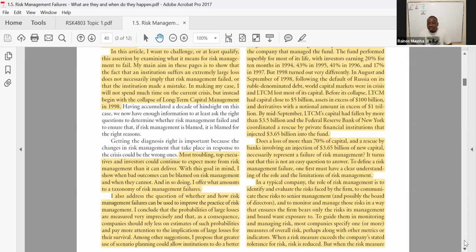So now the question is, if the company is being financed with 5 billion in capital, which is the owners' business contribution, and then they lose 3.65 billion of that capital because of the losses, and they have to be bailed out, does it necessarily mean that in that case, we can blame the risk management function for the losses?